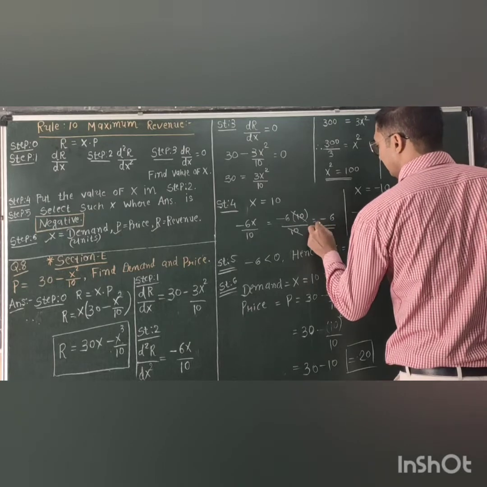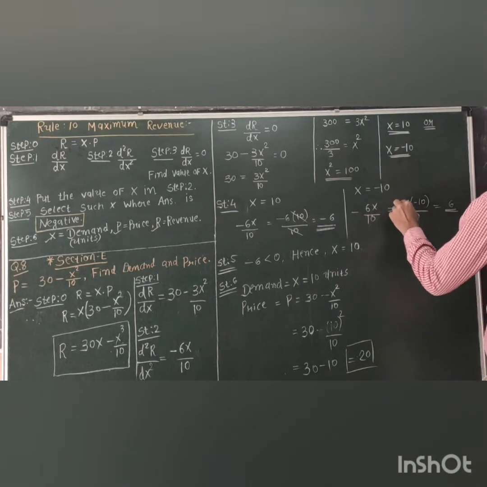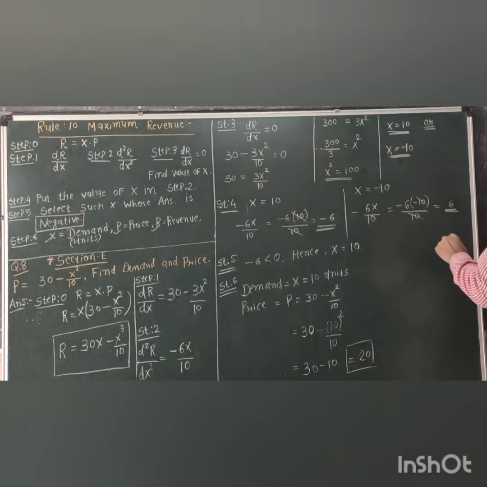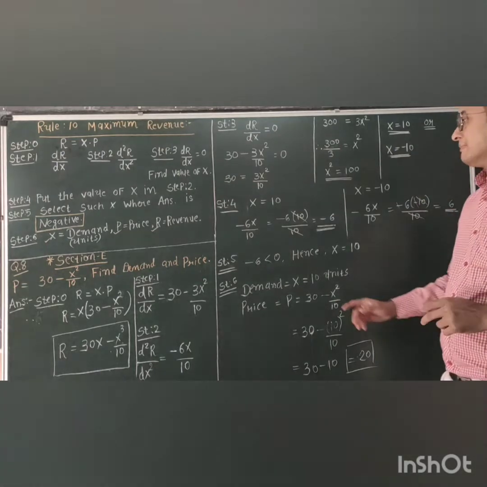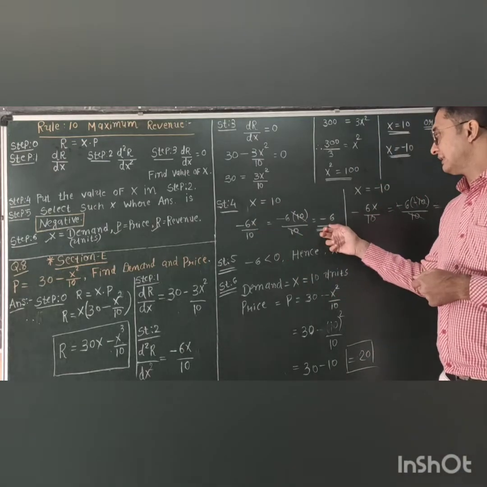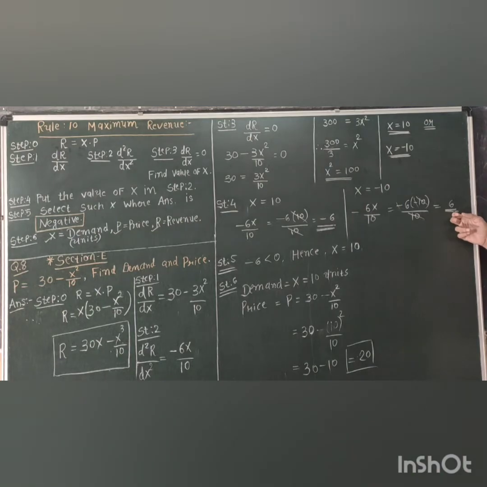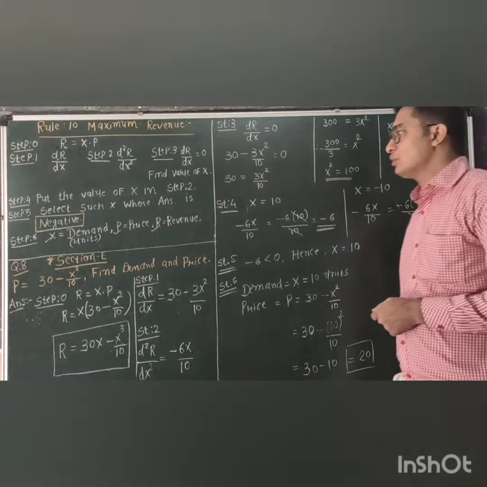So here is minus 6 and here 10, 10, cut. Minus, minus, plus. So here the answer is 6. So if I put x is equals to 10, I get minus 6, and if I put minus 10, I get the answer 6. So this is step number 4.